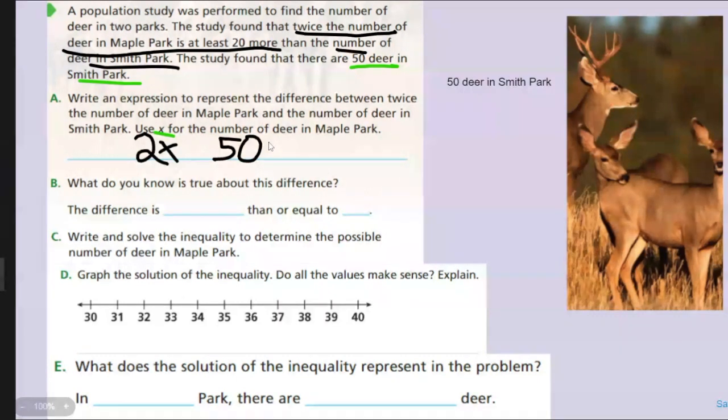And we know that the difference between the number of deer in these parks is at least 20, but we'll leave that for later. For now, we're just going to follow part A and use the expression 2x minus 50, because this is the difference, okay?